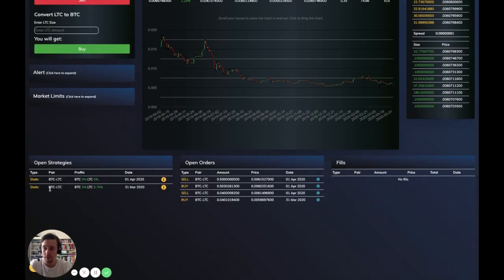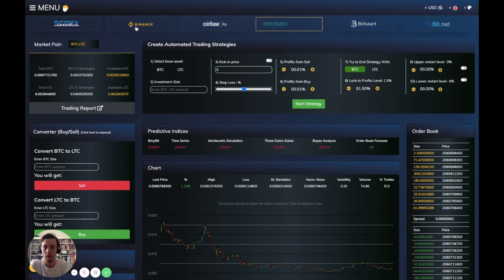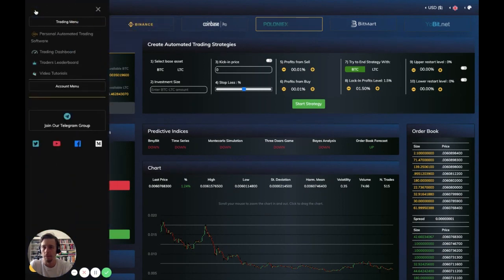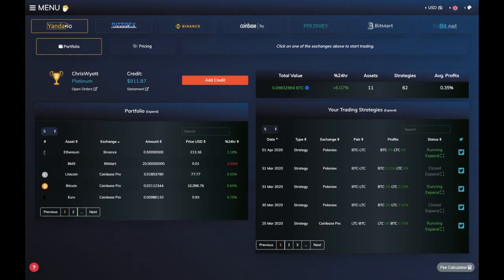So you can see down here, created on the 1st of April, 00. That's our strategy, and we can get more information in here. If I want, I can terminate, or I just leave it and let it terminate itself when it's hit its lock-in profit levels. So that's it. We can go back to the dashboard. And here you also have it running in your trading strategies.